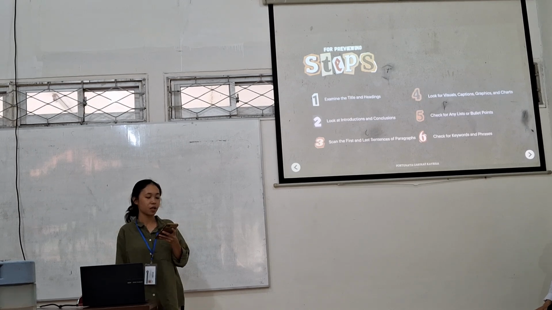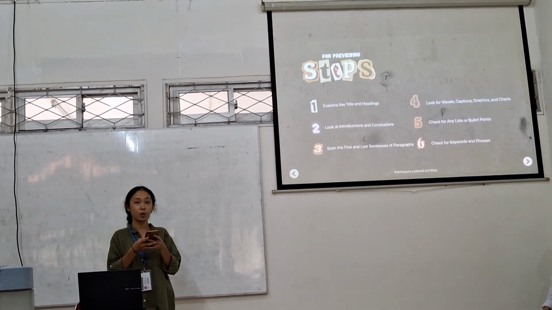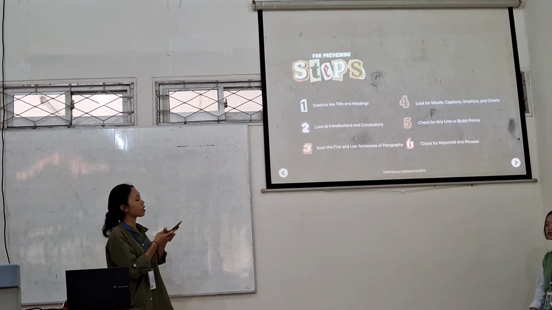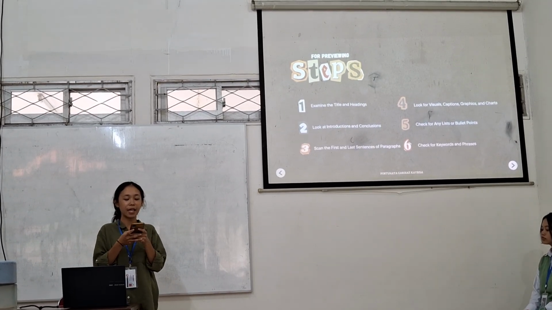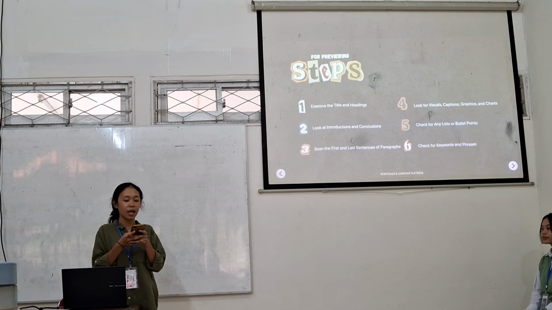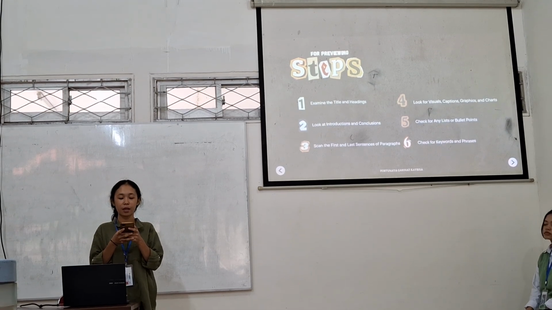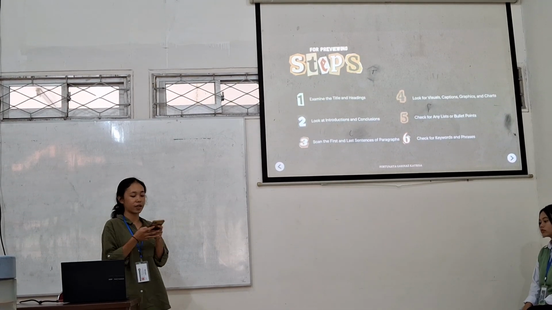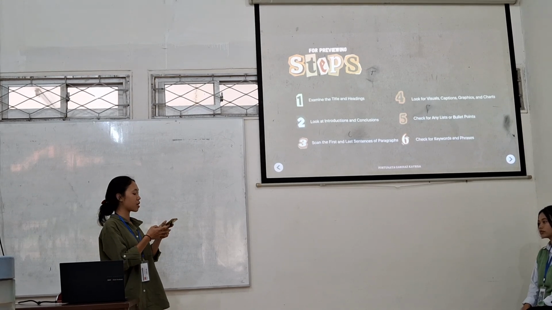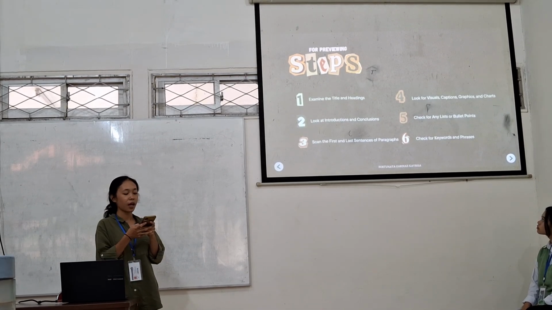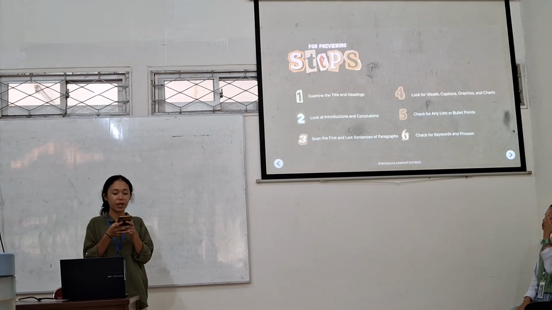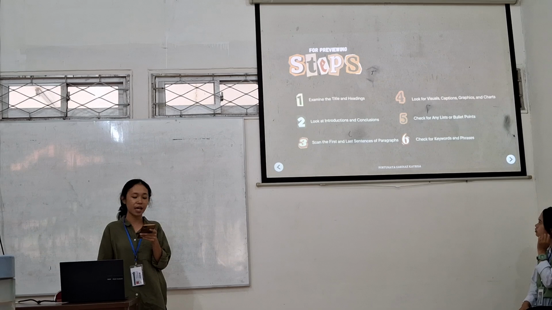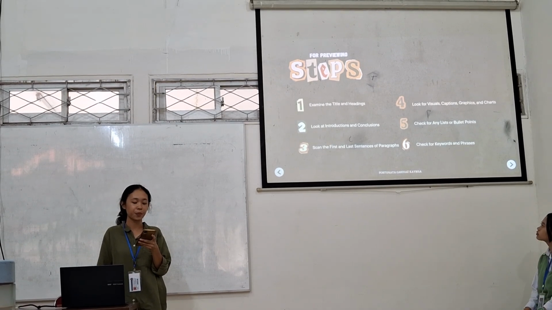There are some steps to effective previewing. One is to see the title and headings. Start with the title, subheadings, and section headings. They often give you clues about the main topics and structure of the text. The second one is introductions and conclusions. If the text includes an introduction or a conclusion, reading this can provide context and summarize key points.